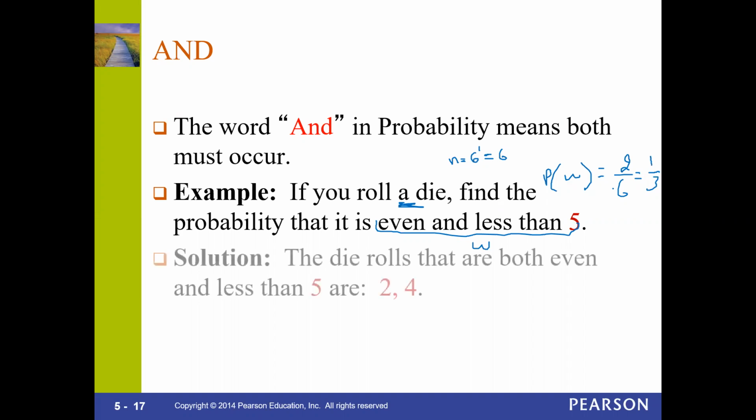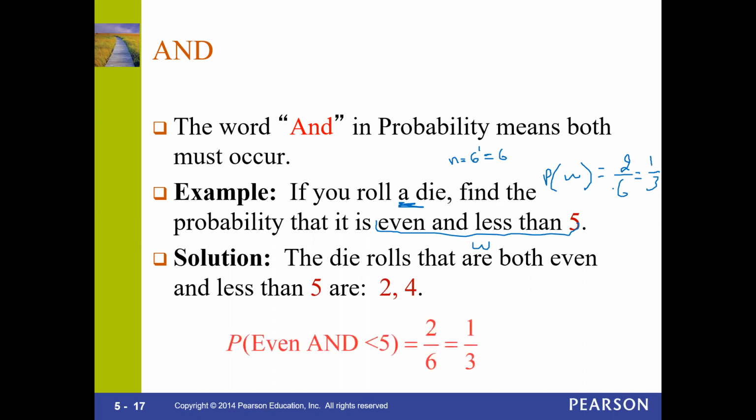So the die rolls that are both even and less than 5 are 2 and 4. They are even numbers and also less than 5. So the probability of even and less than 5 is 2 over 6, which is 1/3. So as you can see, the term "and" implies both of them. Any questions?